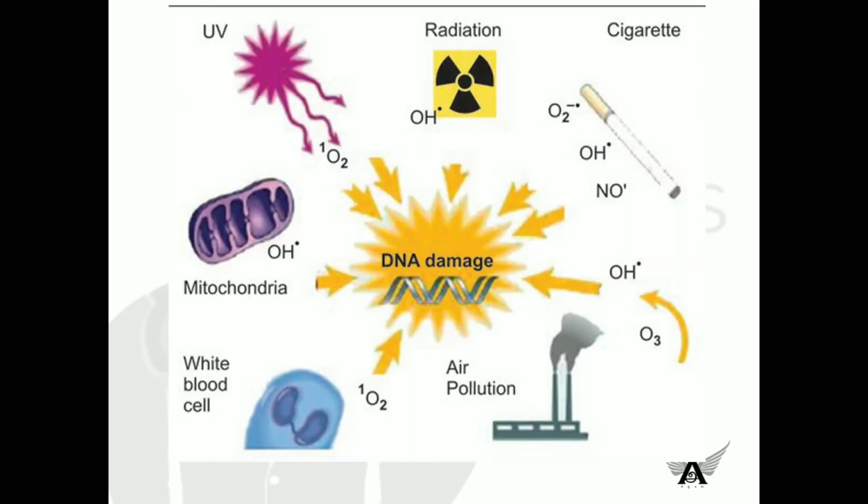Next, other sources of formation of free radicals: UV rays and other radiations. Also, whenever there is a leak in the mitochondrial electron transport chain, free radicals are produced. And in inflammatory cells, free radicals are produced. And persons predisposed to or very prone to air pollution are also producing free radicals in their body. And a very important cause, cigarette smoking, produces many free radicals and causes damage to the DNA.